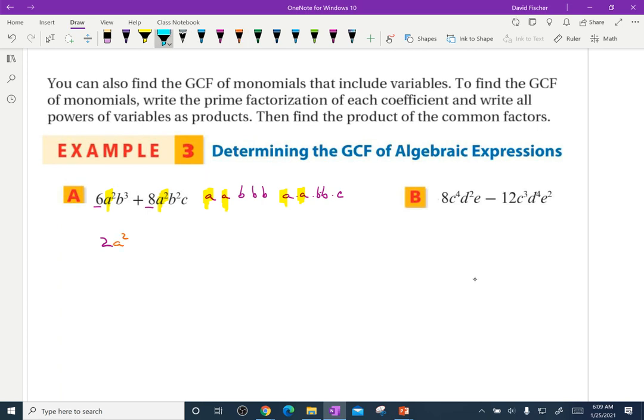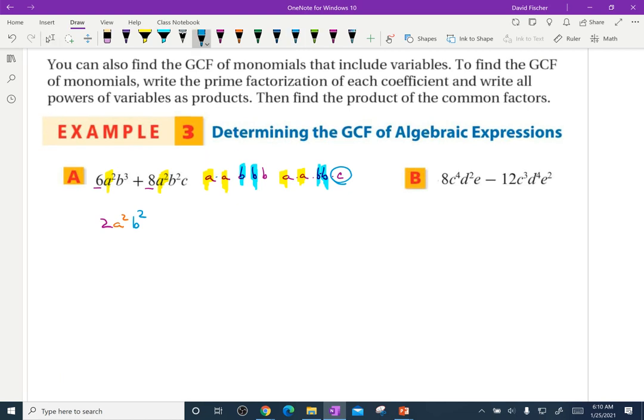And then I look for my B's. This one has a B, so does this one. This one has another B, so does this one. Even though this one has 3, there's only 2 that are common. And so I would say B to the second. And then as I look at my C's, well, this one has C's, but this one doesn't. So I can't say there's a common factor there, okay?